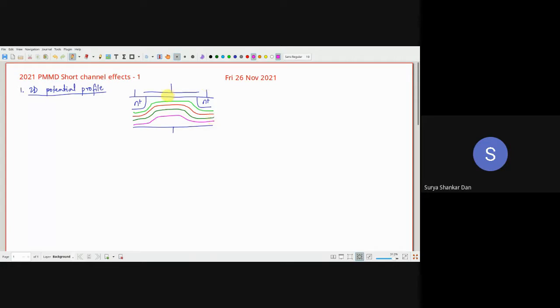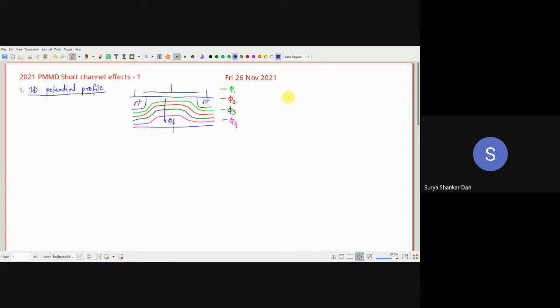Now, each of these are essentially the different values of phi. So this is, let us say, phi 1, this is phi 2, green is phi 3, and finally the pink one is phi 4. So what we understand is in all these cases, this is how the phi decreases. Phi is the potential. Okay.